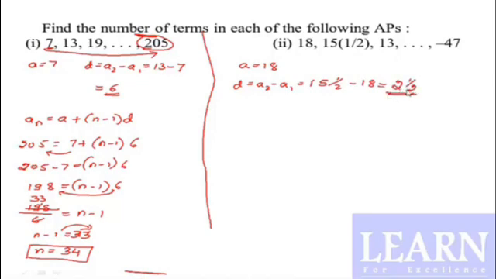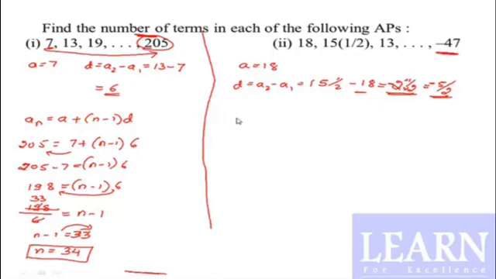How can we write this 2.5? 2 into 2, 4 plus 1, which is equal to 5 by 2. Instead of taking the LCM and calculating it, better we will take it in this way. Now look here, the bigger number is negative over here. So we have to take it as negative, minus 2.5 or minus 5 by 2. Okay. Now they have given the nth term.